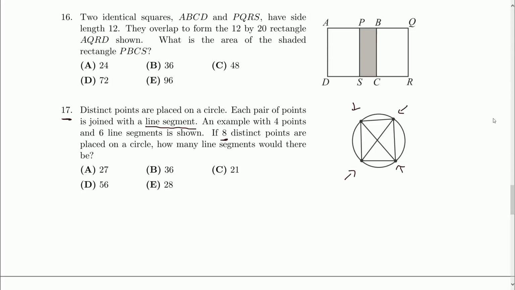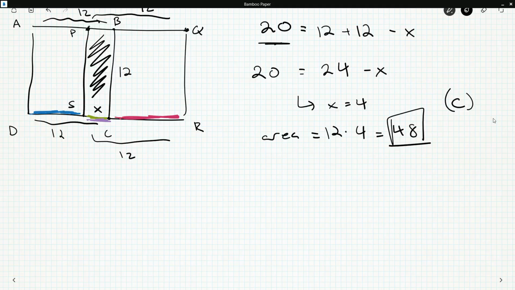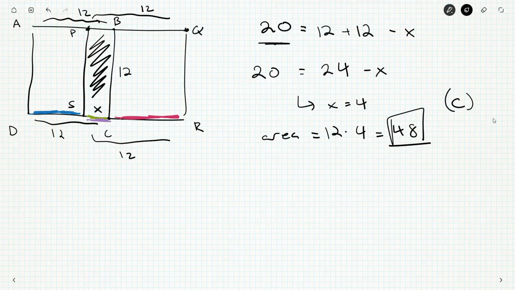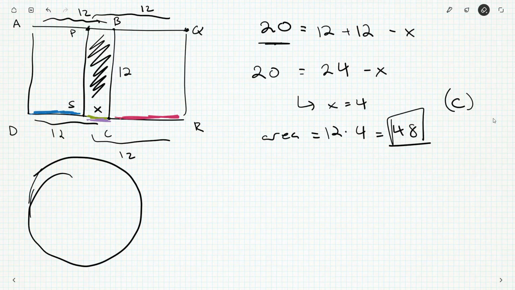Okay. I think there was a question similar to this on the grade 7 Gauss. I don't think it was 8 distinct points, I think it was 6. But the approach is basically going to be the same as I did in that video. It probably would have been maybe question 19 or 20 or something like that. Okay, so 8 points is not so bad that we can't draw a picture of that.